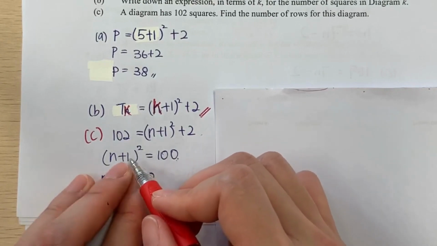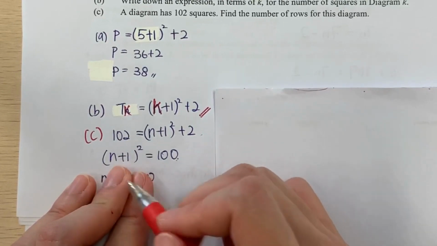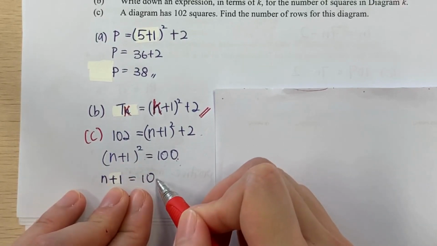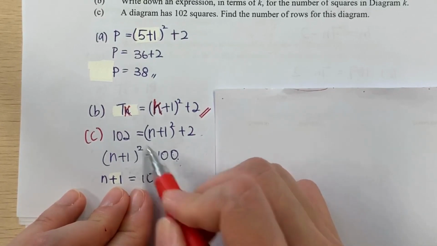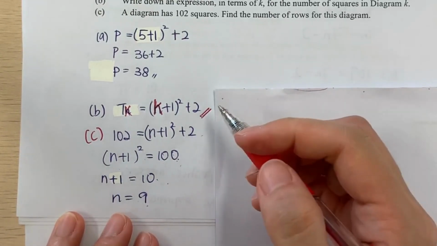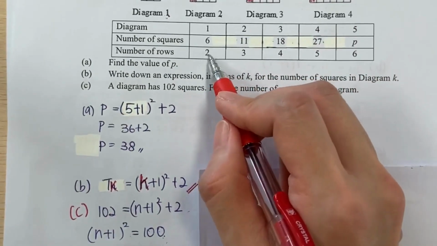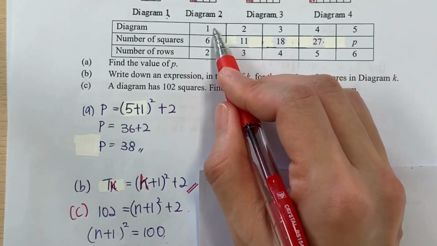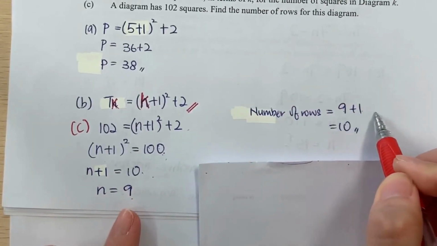Then, do we remove the plus 1 or the square? Now you ask yourself. Of course, the outermost first. Remove the square by taking square root. So you get 10. Remember, to remove the square, you take square root. Then remove the plus 1 to get 9. So you notice the number of rows is always an addition of 1 to the number of the diagram. When n equals 1, the number of rows is plus 1. So therefore the number of rows is 9 plus 1, 10.